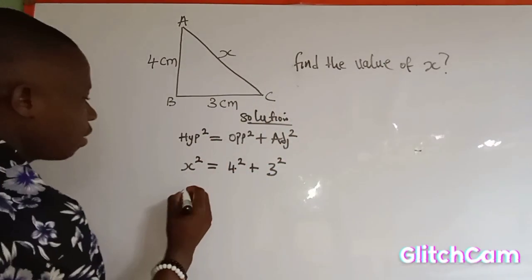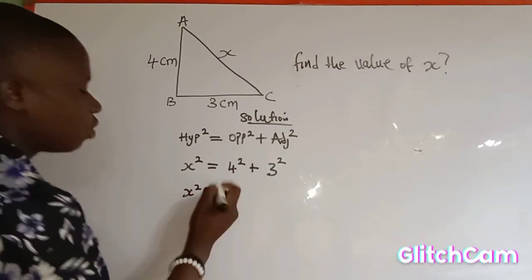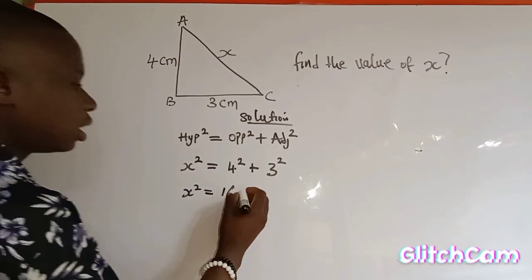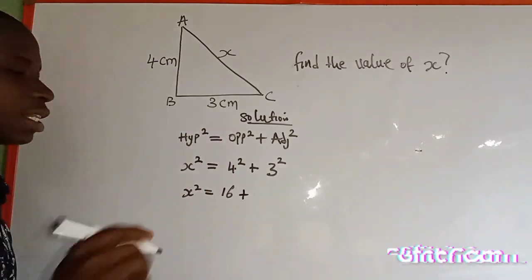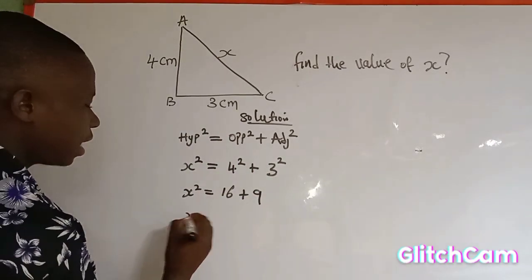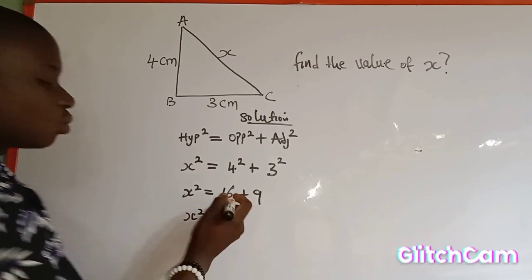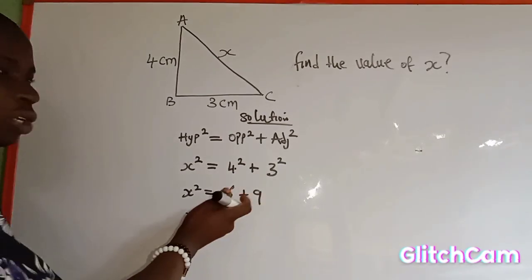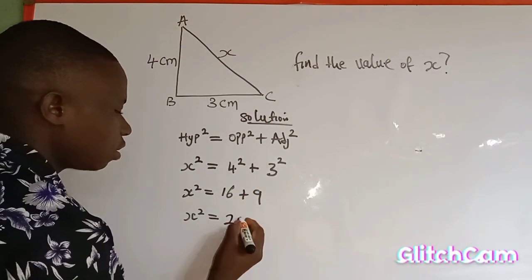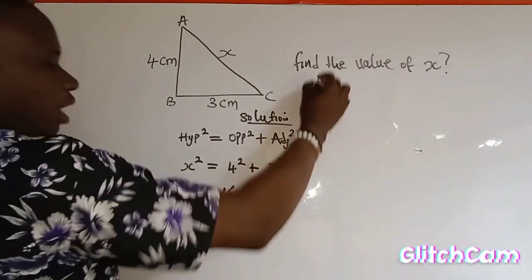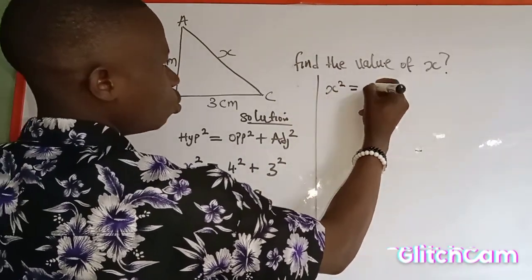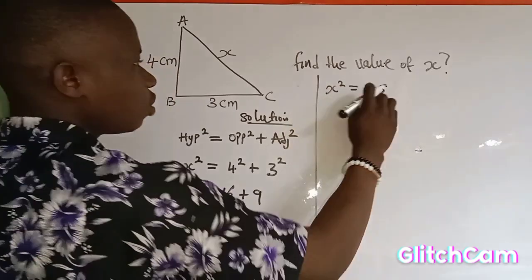So from here, I have S squared will be equal to 4 squared, which is 16, which is 4 times 4, then plus 3 squared, which is 3 times 3, it will give me 9. So from here, I'll have S squared will be equal to 16 plus 9. I can add them together because they are constants. 16 plus 9 will give me 25. So to get the value of S, I have S squared is equal to 25.